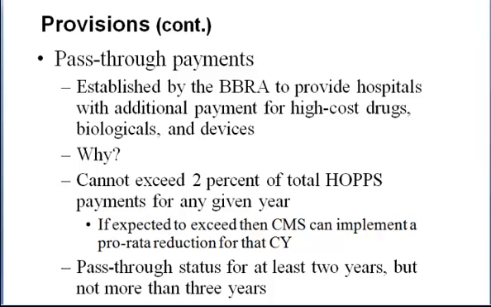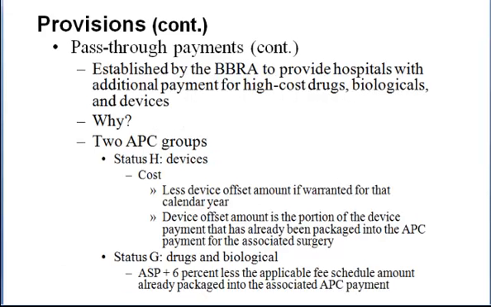Pass-throughs are exceptions to the Medicare prospective payment system. These exist for high-cost services. Pass-throughs are not included in the packaging component and are passed through to other payment mechanisms in order to attempt to adjust for the high cost. Pass-through payments were established to provide hospitals with additional payments for high-cost drugs or devices. These are broken into two APC groups. Status H is devices, status D is drugs.